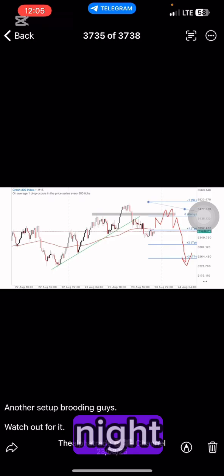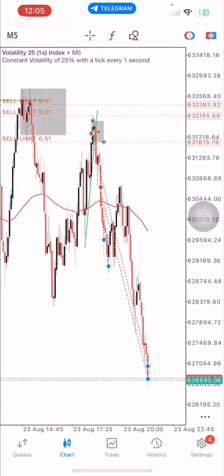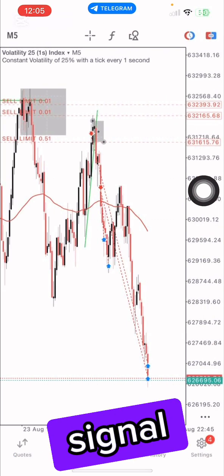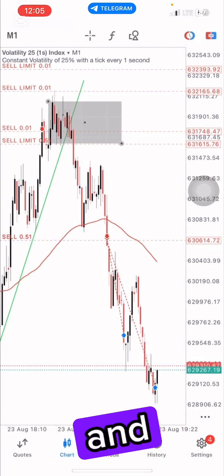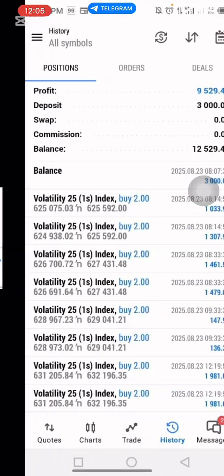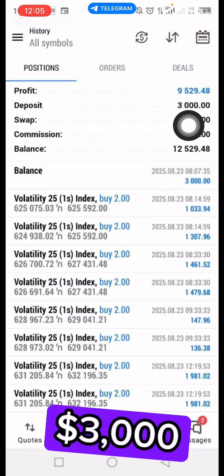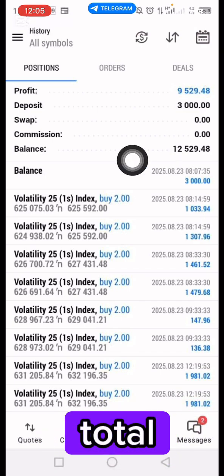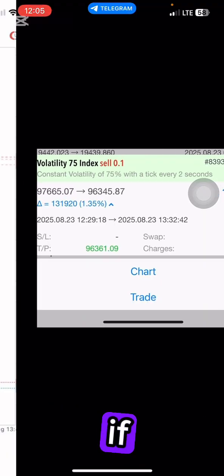This is the one I dropped last night. You can see, and it played out well. These are the trades we took together. This trade that is currently running, I posted the signal. I just post the signal and I also keep updating people till the end of the trade. That's how it works. See, this one deposited $3,000, made $9,500 profit, total $12,000. It's as simple as that. So trading is very profitable if you know what you are doing.